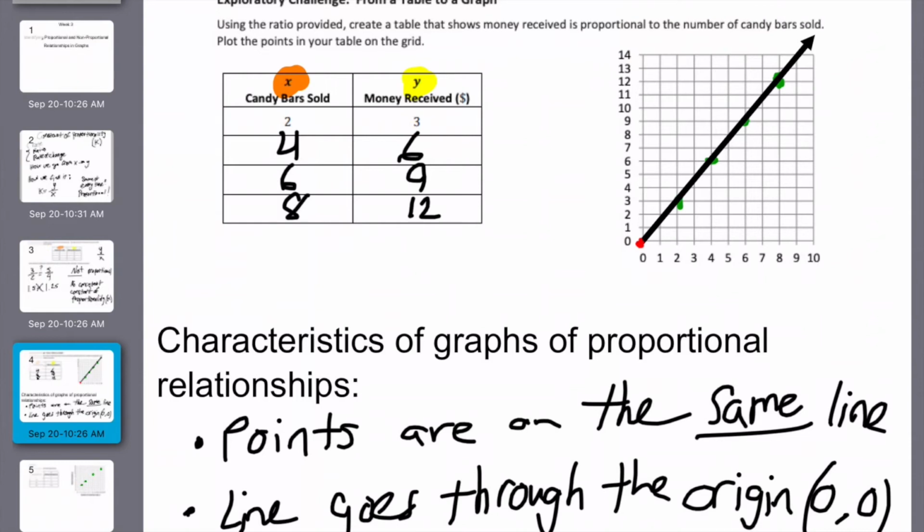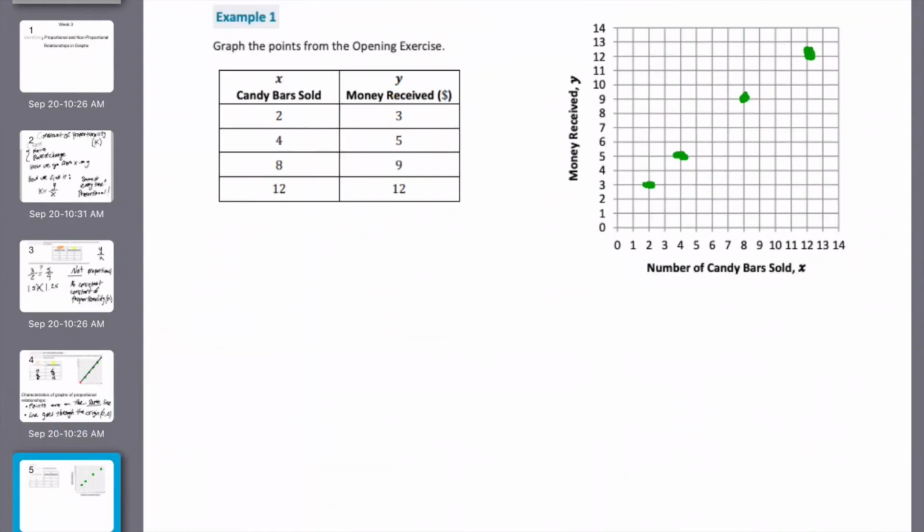So let's try a couple of examples that I already went ahead and plotted beforehand to save us some time. Graph the points from the opening exercise, which I already did. Now I need to see, can I put these points on a line that goes through the origin? So I'm going to give it a shot. I'm going to start at 0, 0 here, the origin, and I'm going to drag it so I can have a couple so far, and then it looks like they are not all on the same line. It looks like it's starting to curve.